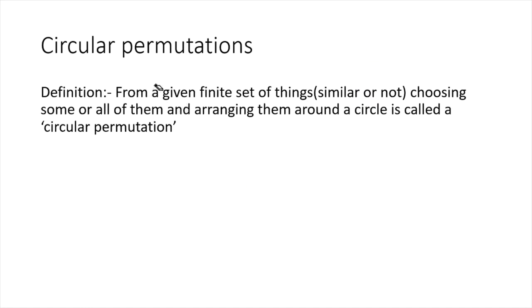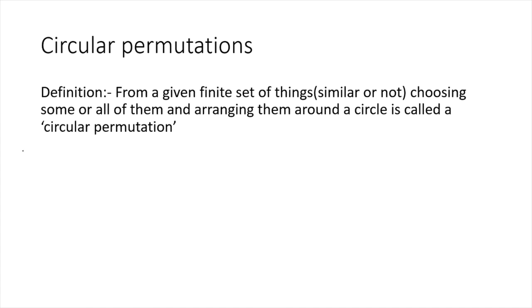Anyway, the definition of circular permutation is like this. We have discussed this definition in the first lecture itself. It is just a recall of the first lecture. From a finite set of similar or dissimilar things, selecting a few or all of them and arranging them in a circle is called a circular permutation. So if you arrange things in a line, it is called a linear permutation. If you arrange things on a circle, then it is going to be a circular permutation.